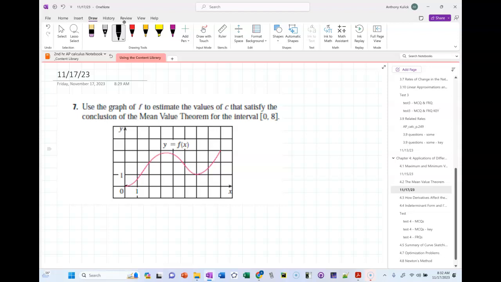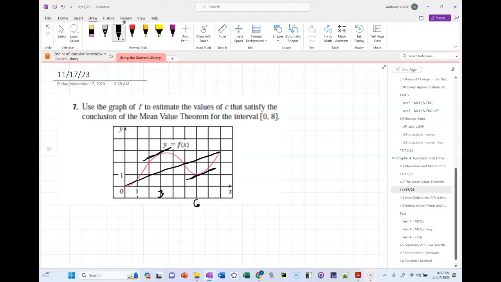Well, I'm going to start by drawing in the mean value line, and then I'm going to look for places where the tangent line looks like it would be parallel to that. So maybe one here, which looks like 3, and then maybe one right there that looks like 6. That's all I'm doing, just using my eyes.